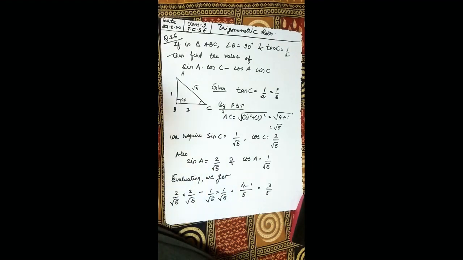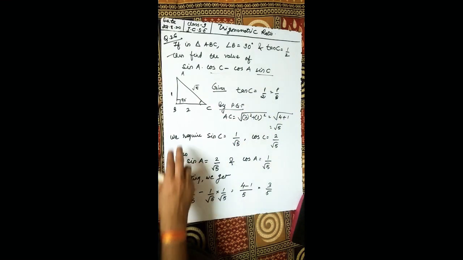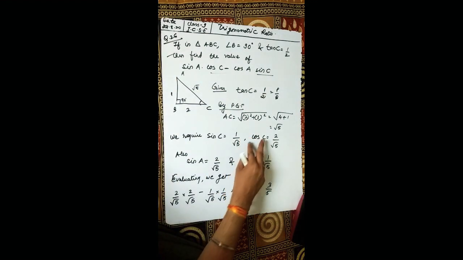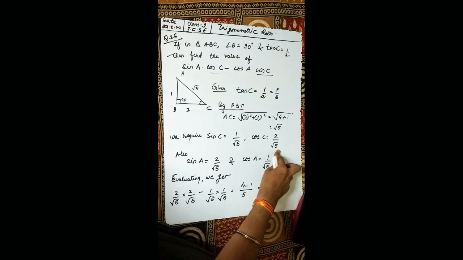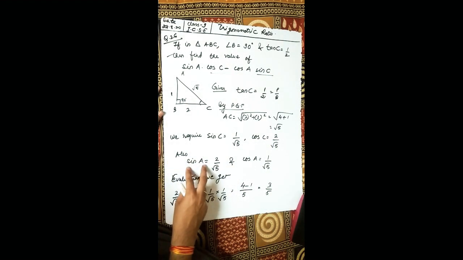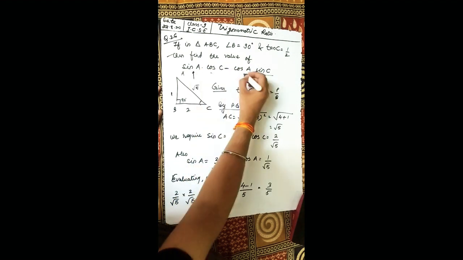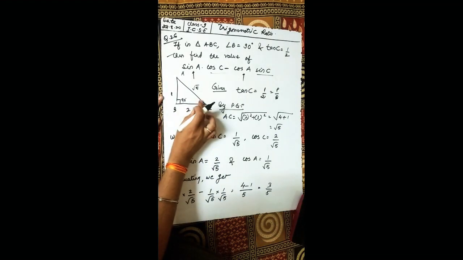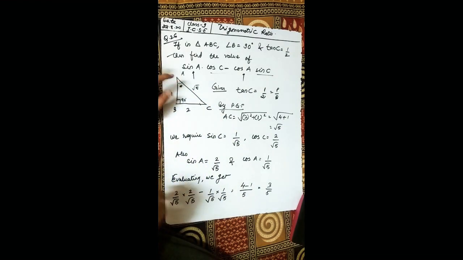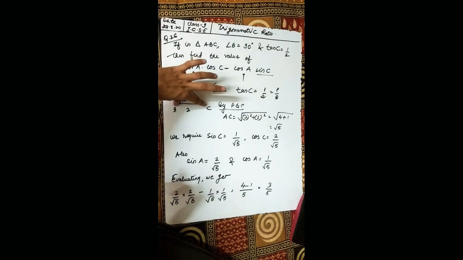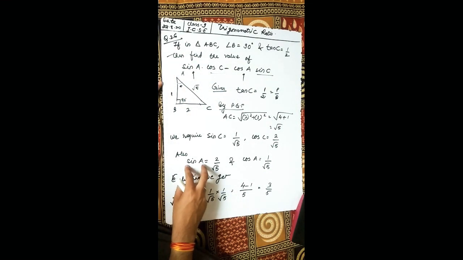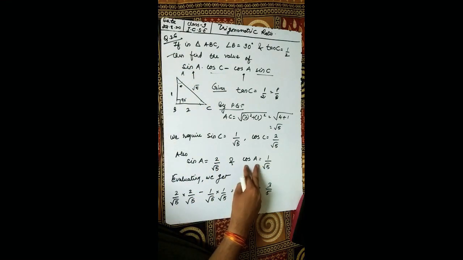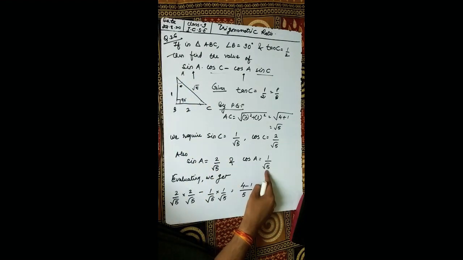Now as in the question, we require sin C and cos C. So we require sin C, which is equal to perpendicular upon hypotenuse, so 1 upon under root 5, and cos C is base upon hypotenuse, 2 upon under root 5. Also we require sin A and cos A. So sin A, now the things will change. Now our theta will be here. So this will be your base and this will be your perpendicular. So sin A is perpendicular upon hypotenuse, 2 upon root 5, and cos A is base upon hypotenuse.